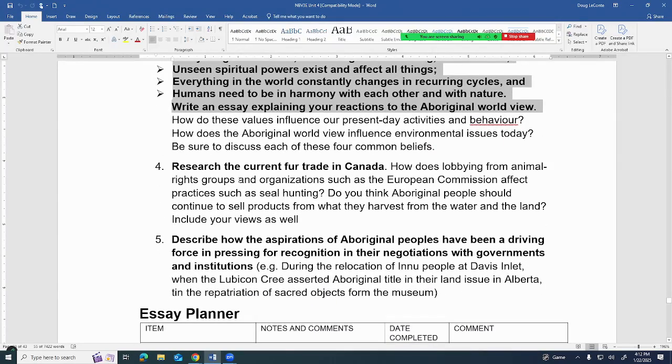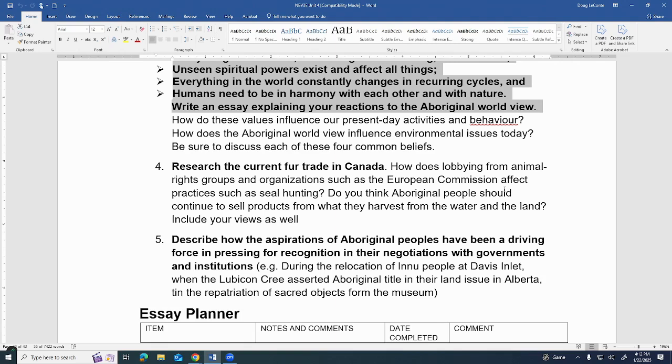Number four, research the current fur trade in Canada. How does lobbying from animal rights groups and organizations, such as the European Commission, affect practices such as seal hunting? Do you think Aboriginal people should continue to sell products from what they harvest from the water and the land? Include your views as well. Okay, so this one, to me, might be the most complicated one of all of the options here.